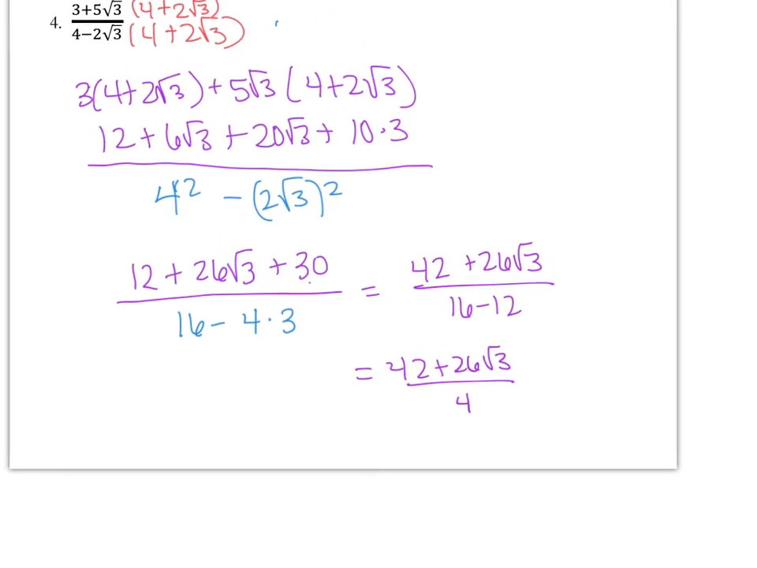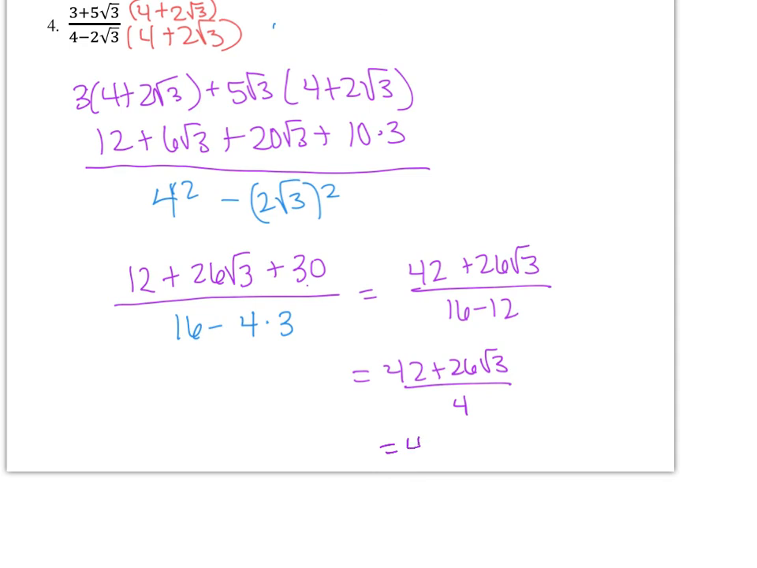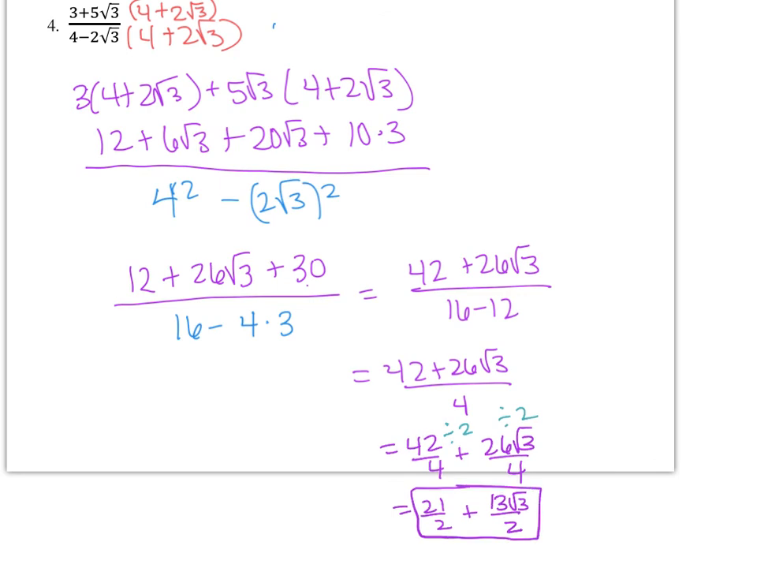And then when I split this one apart, they don't both completely simplify. So we will have some where you still have fractions in the answers. So all we can do here to simplify is divide each of these by 2. So that's going to be 21 over 2 plus 13 radical 3 over 2. And we will just leave the final answer like that.